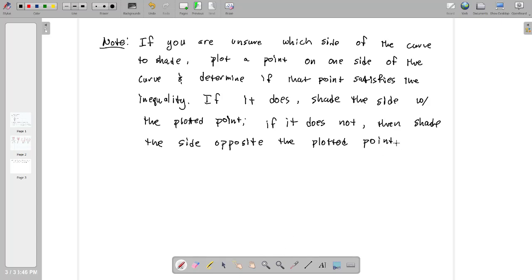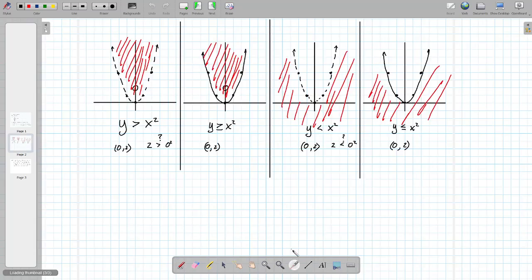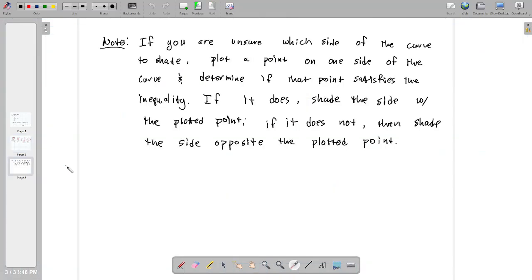Now I showed you this with each of these points here. I always use the same point, (0, 2). It's always off the curve. In the first two, it does satisfy, so we shade that side. In the second two, it doesn't satisfy, so we shade the opposite side. This technique will always work whenever you're trying to determine which side of the curve to shade for an inequality. So I recommend that you use this.